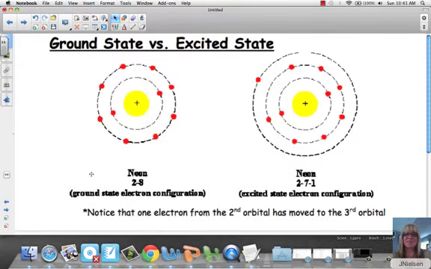So let's look at the difference between ground state versus excited state. First of all, when we look at neon on the periodic table, we can see that its electron configuration is 2,8. Now, remember, we haven't talked about bonding yet, but atoms will tend to lose or gain electrons so that they can achieve a stable configuration, meaning 8 in their valence shell.